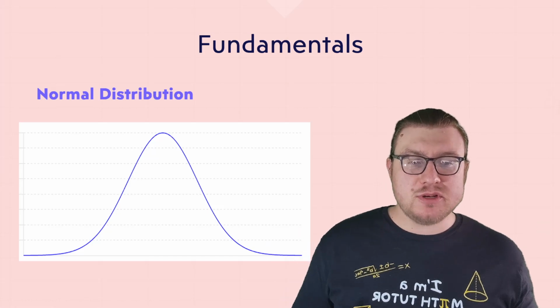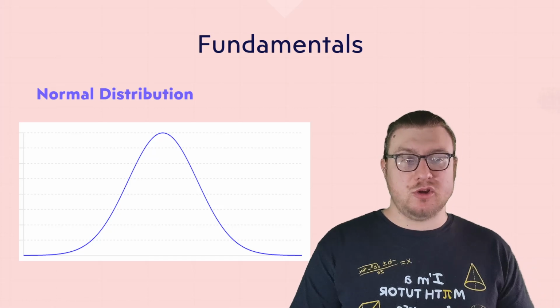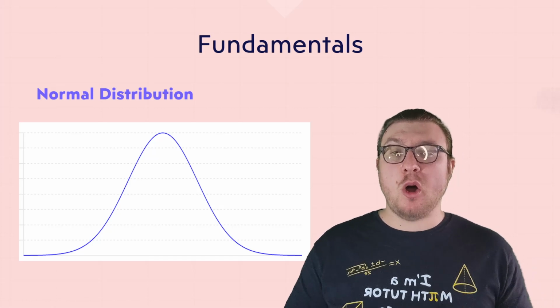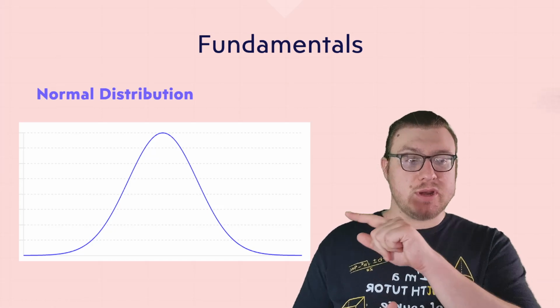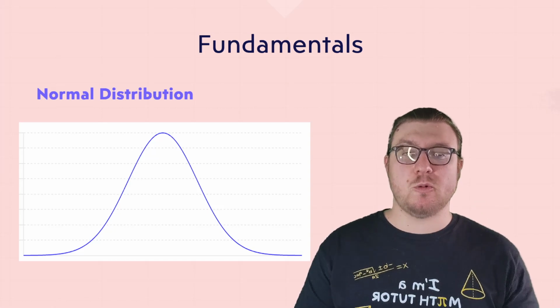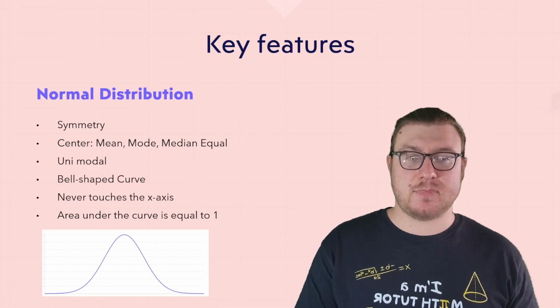Let's have a look at the normal distribution. When do we use the normal distribution and what does it look like? You should by now hopefully have remembered that the normal distribution is bell-shaped. We can see the picture right over here, what it looks like. So let's talk about a couple of key features.